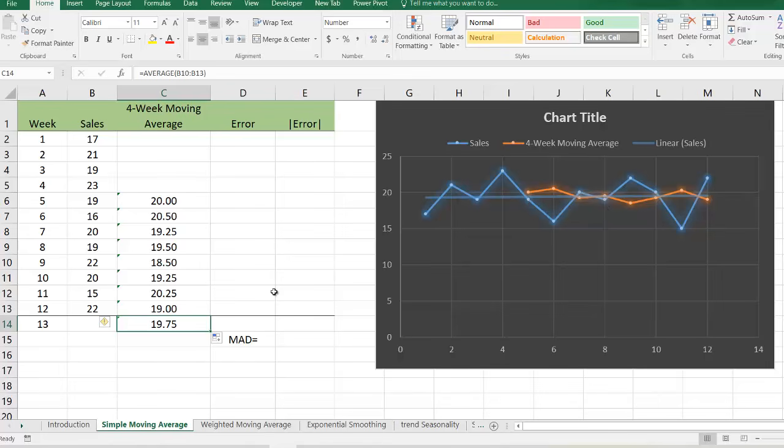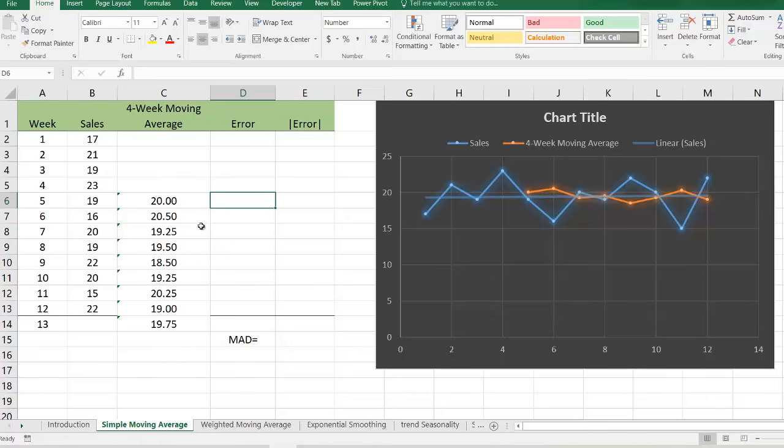And now we're going to compute the accuracy of the 4-week moving average using MAD or the mean absolute deviation. Mean absolute deviation is simply the average of the absolute values of the errors. To compute the MAD, first we're going to compute the errors of each forecast. The calculation of the mean absolute deviation only includes periods where there is a pair of actual data and the forecast.